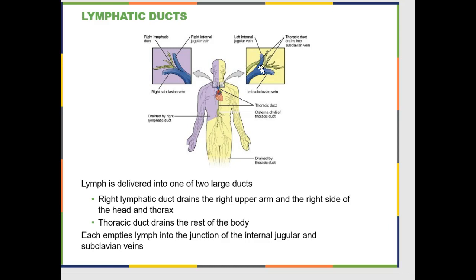So as you can see, the right lymphatic duct and the thoracic duct both empty the lymph, or drain the lymph, into the venous system right where your internal jugular and subclavian vein meet. So all of that lymph has to get all the way up to above the heart before it can re-enter the bloodstream.